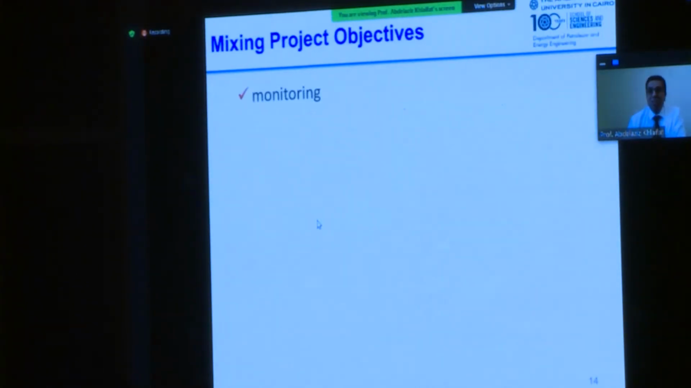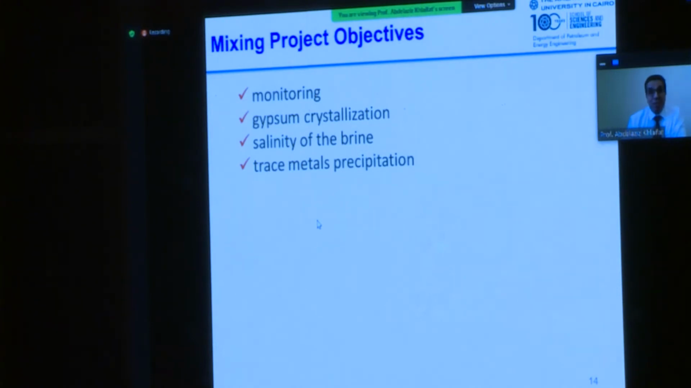So the project entails many activities, starting from the first one, which is monitoring. And when we say monitoring here, we have physical and chemical monitoring of the mixed water bodies. The next activity is to see whether there will be gypsum creation, and what will happen to the salinity of the brine, whether trace metals eventually get precipitated or not, and what will happen to the rate of evaporation, of course, due to mixing. And whether biological organisms will have a rich environment for them to be alive.